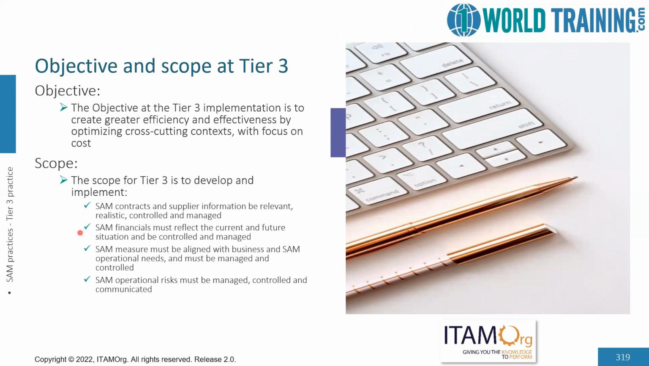Secondly, the focus is on the financials, meaning the SAM financials must reflect the current and future situation and be controlled and managed. The SAM measure must be aligned with business and SAM operational needs and must be managed and controlled. So SAM and business alignment also happening. And lastly, the SAM operational risks need to be managed, controlled, and communicated.